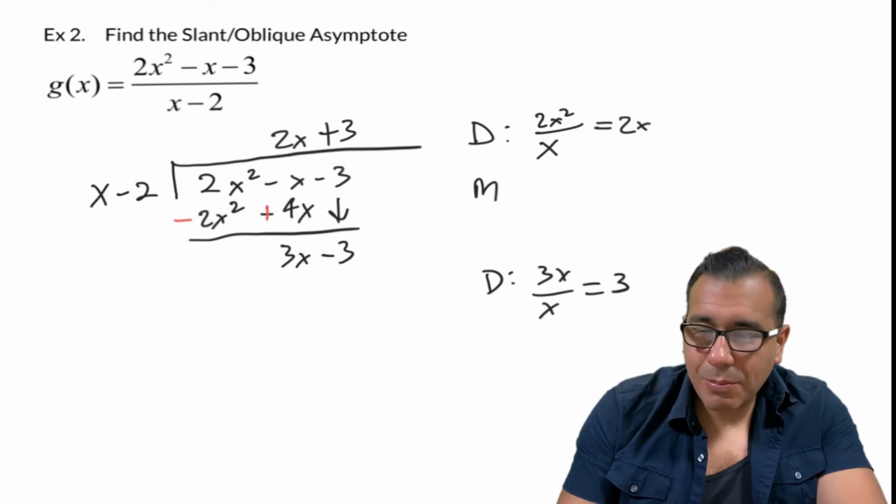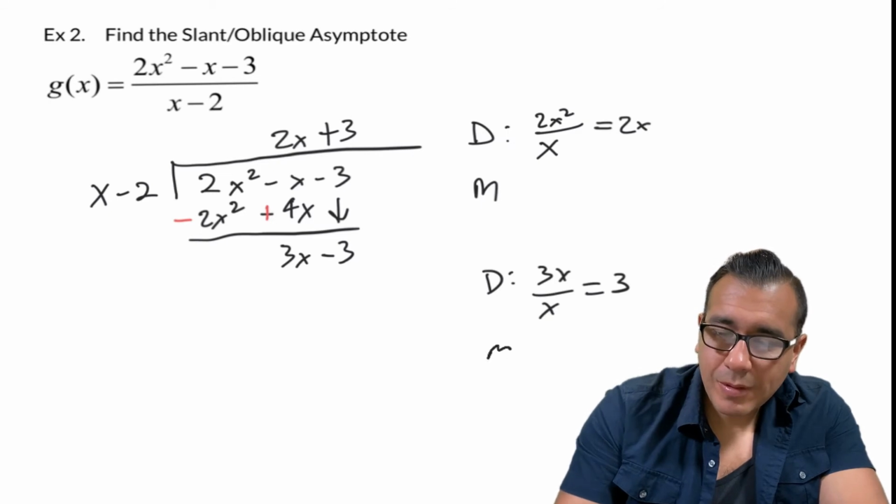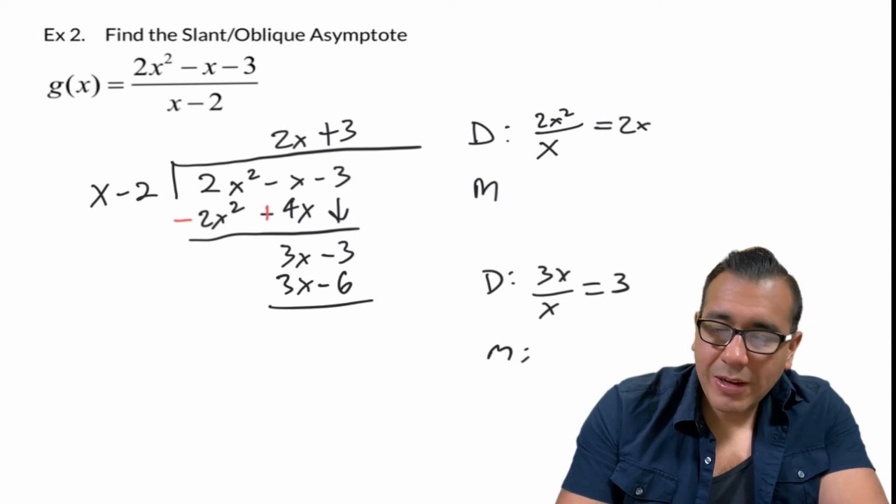But again, just to get the practice, we're gonna distribute that 3, right? We're gonna multiply, and we get 3 times x, and then we got the negative 6 right there. And then don't forget to change your signs.